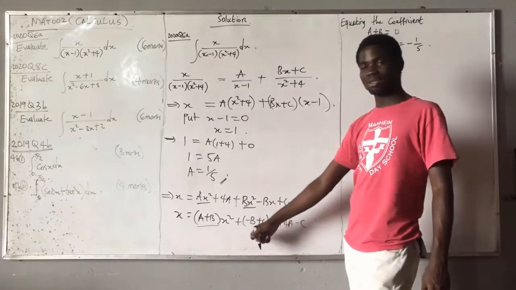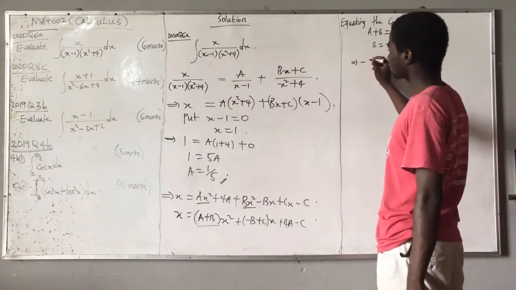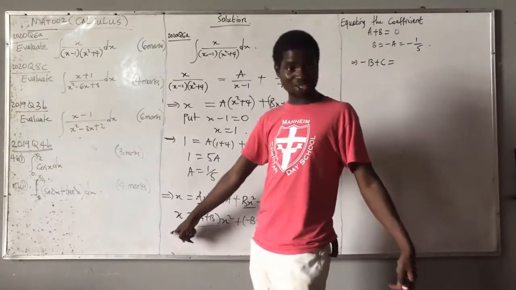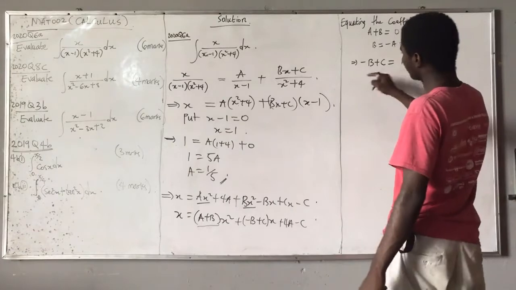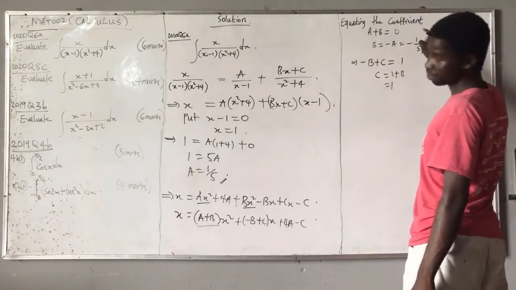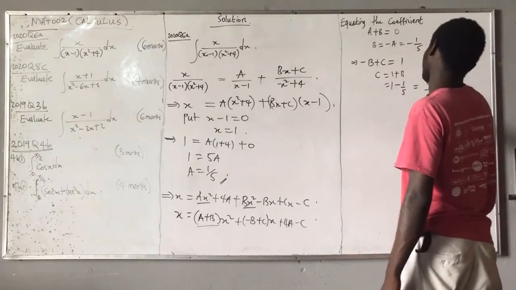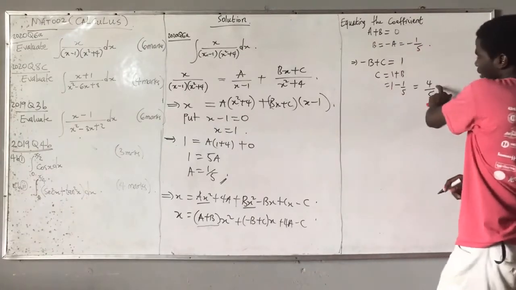Coefficient of x is minus b plus c, and it is equal to the coefficient of x on the right here, which is 1. So to get c, c will be equal to 1 plus b. But b is what? Minus 1 over 5. So 1 minus 1 over 5, the answer will be 4 over 5. So a is 1 over 5, b is minus 1 over 5, and c is 4 over 5.